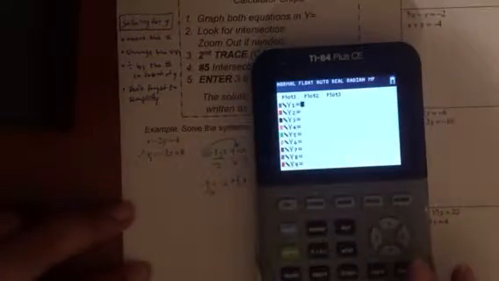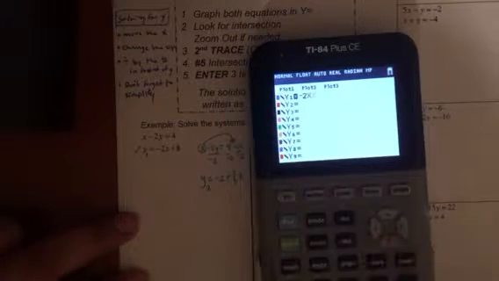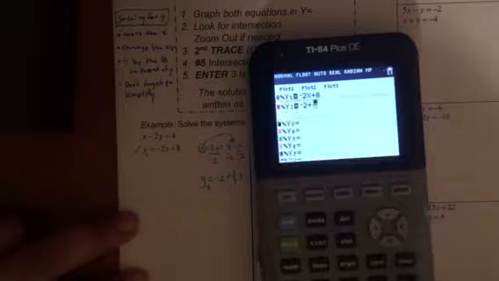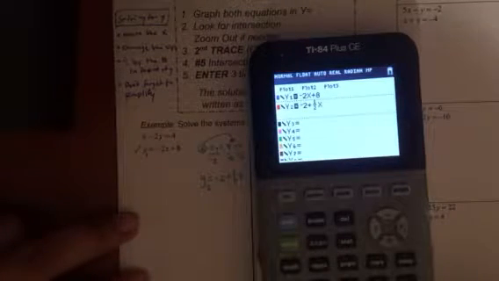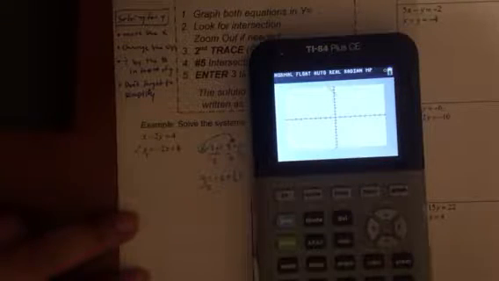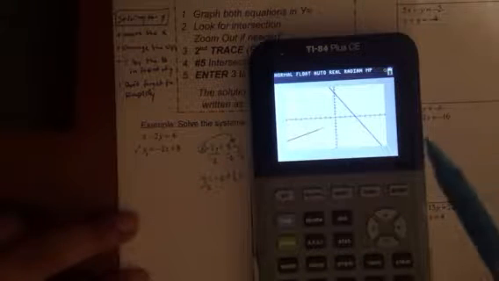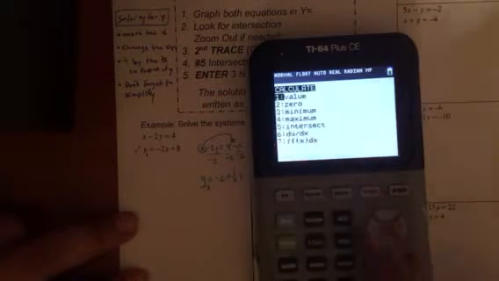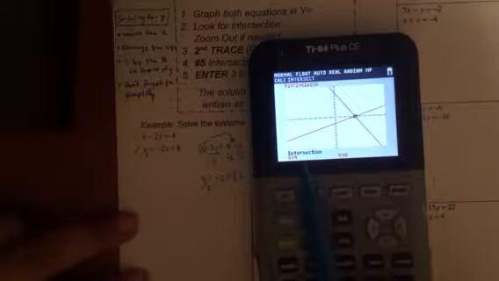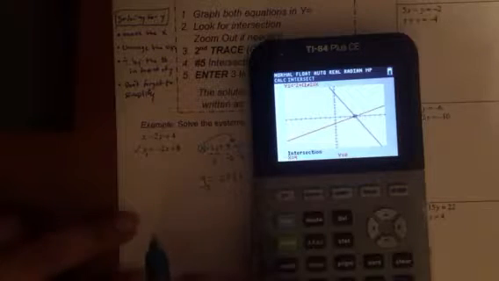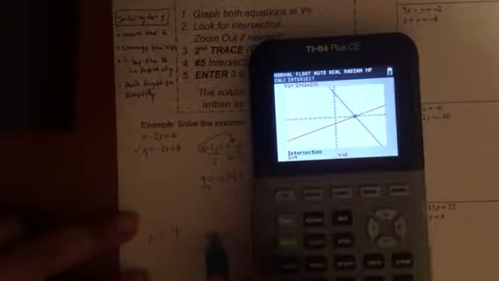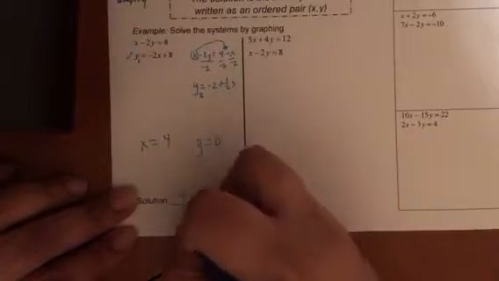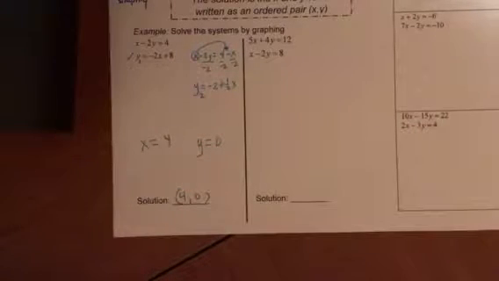So now we can put this into y1 and this into y2. I'm going to go to y equals, and type in negative 2x plus 8. And then in the other one, I'm going to type in negative 2 plus 1/2 x. So I'm going to press graph, and if I can see the two lines intersect, then I can go to second trace 5. If I can't, then I'm going to have to zoom out. Since I can see it, I'm going to do second trace 5, enter 3 times. I see the word intersection, so my answer is x equals 4, y equals 0. So the way I would write this solution would be 4, 0. And that's my solution. Now I'm going to do the same thing on the other side.